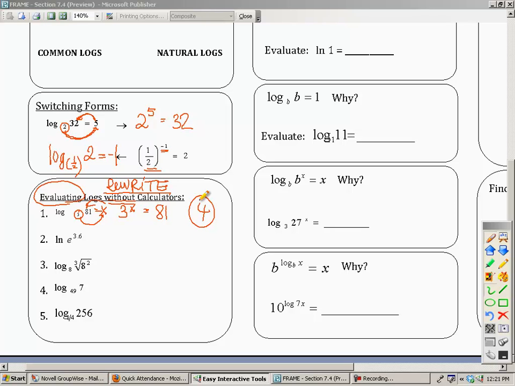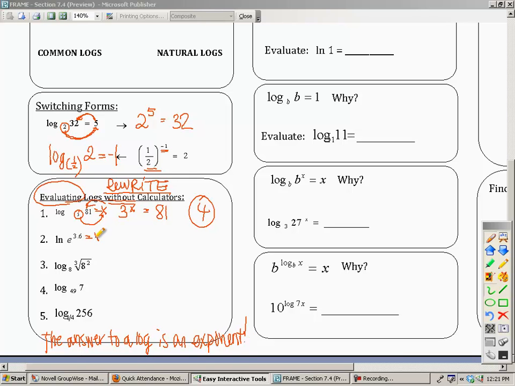What you want to keep in mind, and I'm not sure where I want to put this, but the answer to a log is an exponent. The answer to a log is an exponent, and that's one of the most important things that we're doing today. The answer to a log is an exponent. So I'm going to do this again.